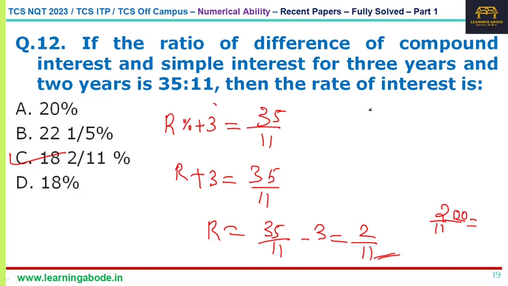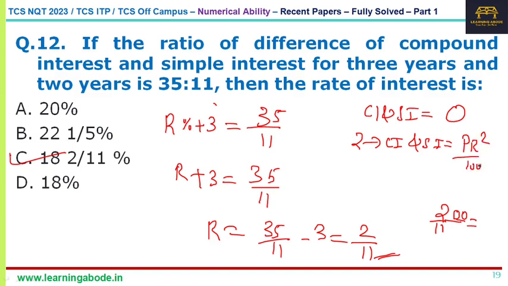The difference between CI and SI for 2 years: in the first year there is no difference, that's actually 0. When it comes to the second year, the difference between compound interest and simple interest is PR square by 100 square, where P is the principal and R is the rate of interest. For the third year, the difference between CI and SI will be PR square into (R plus 300) by 100 cube. Okay, so these are the formulas.